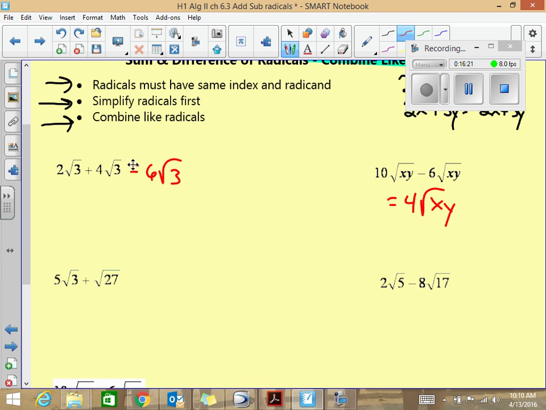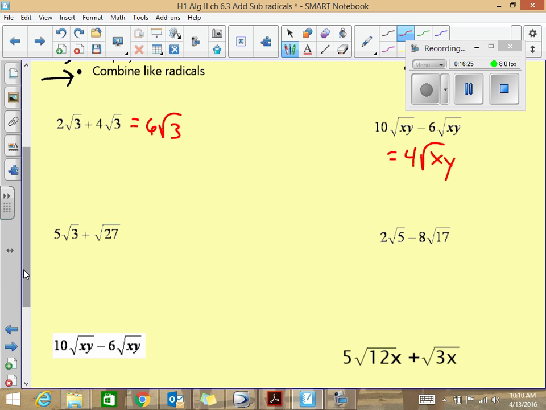Okay? Questions about that? Okay, now it's not always that simple, because sometimes even though you couldn't simplify them at first, you can if you simplify. So 5 radical 3, it's fine, it's as simple as you can get. Radical 27, the way it's written right here, I could not combine them, right? But this is not in its simplest form.